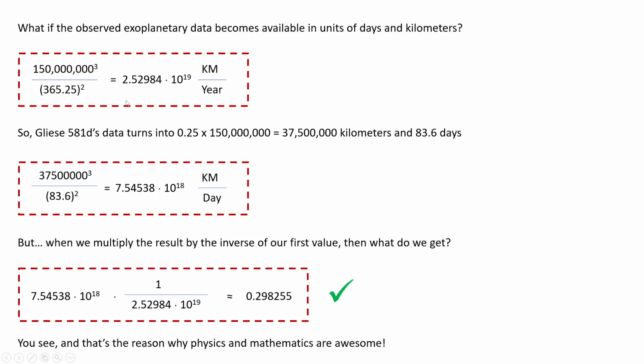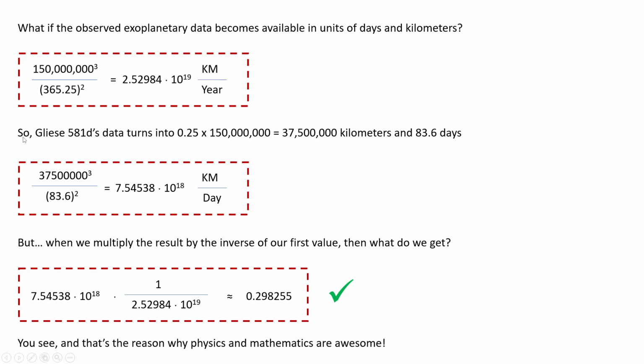But what if? There's always a what if. What if the observed exoplanetary data is not available in astronomical units and years, but is given to you in units of days and kilometers? Well, we know that 1 AU is roughly 150 million kilometers, to the power of 3. We know that 1 year is roughly 365.25 days. So you do the calculation using Excel or your calculator, and you get 2.5 times 10 to the power of 19 km over years.